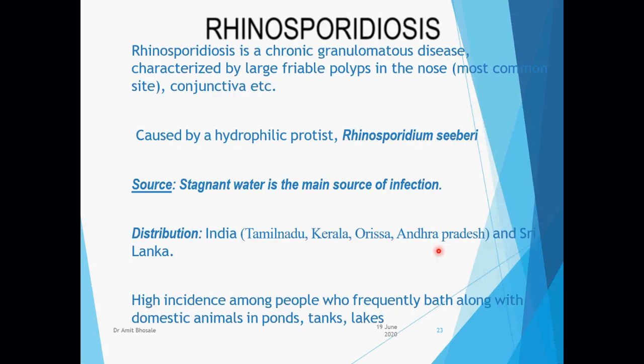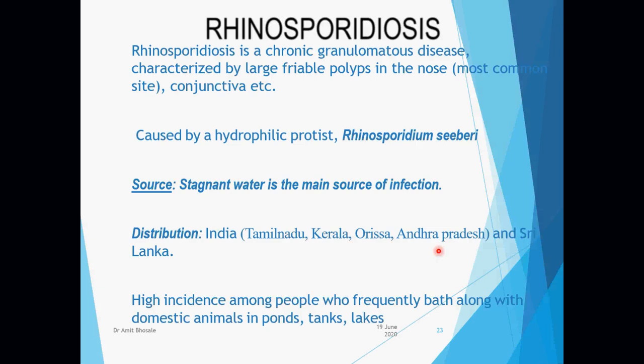Coming to the next type, that is rhinosporidiosis. Rhinosporidiosis is again a chronic granulomatous disease, most commonly seen in the mucous membranes of the body. The most common site is the nose, which produces large friable polyps, followed by other sites like the conjunctiva. It is caused by a hydrophilic protist, Rhinosporidium seeberi. The source of the infection is stagnant water.